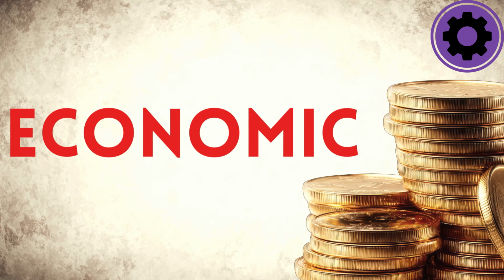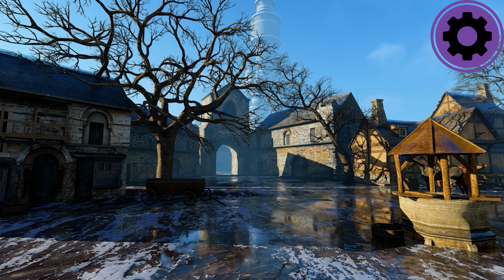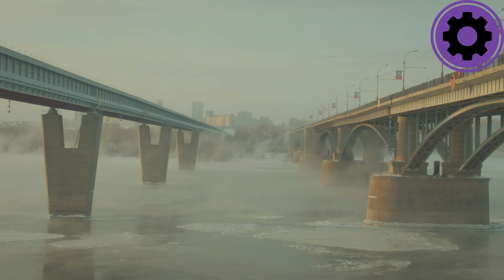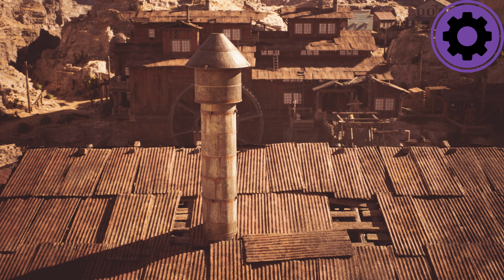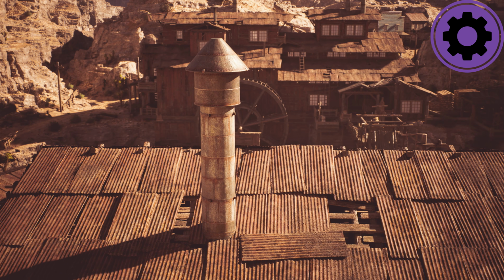The most common one is economic. Is your city a trade hub at a crossroads or at the meeting of two rivers, like so many great cities in our own world? Or maybe it exists for resource extraction, a gritty mining town clinging to a mountainside rich in iron or some magical crystal. Then there's another function, the defensive function.